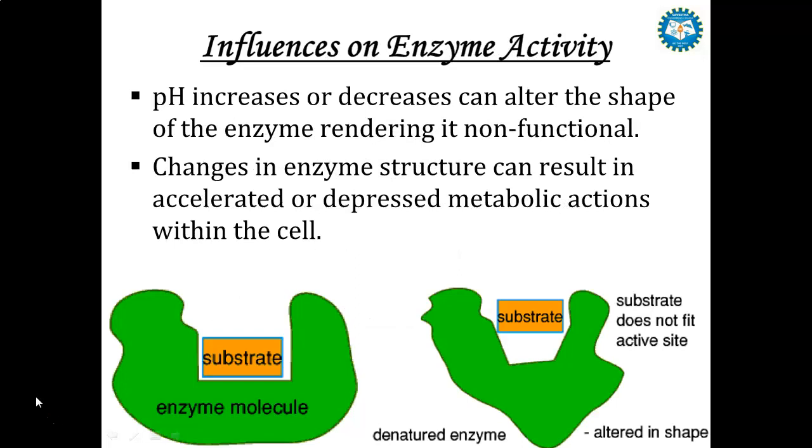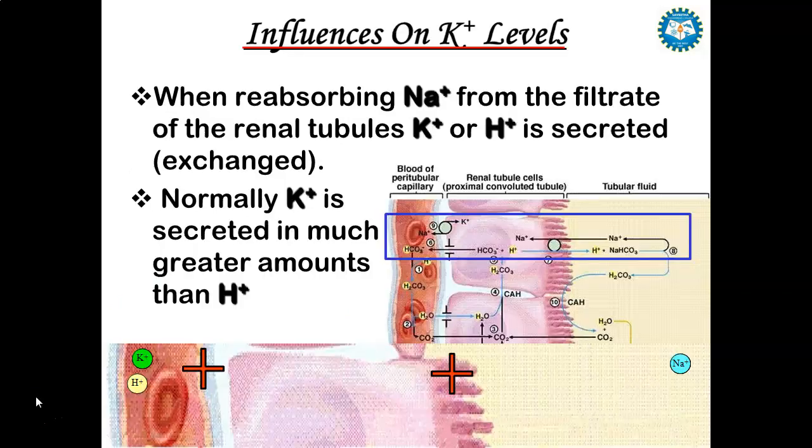Influence on enzyme activity. You can see that when pH increases or decreases, it alters the enzyme, rendering it non-functional. That means you can see the enzyme molecule with the substrates, where the shape changes. So due to this, the shape can be altered.